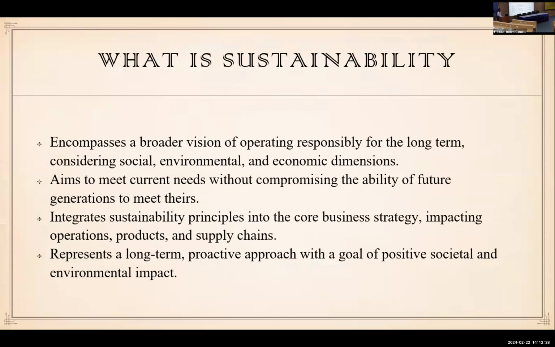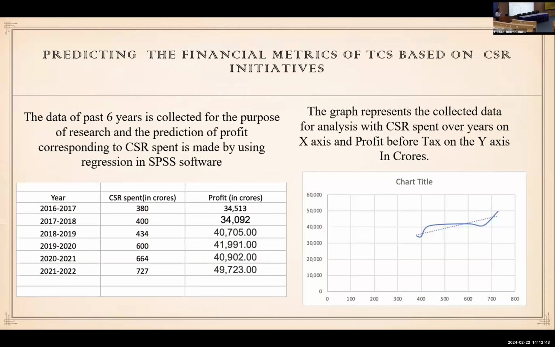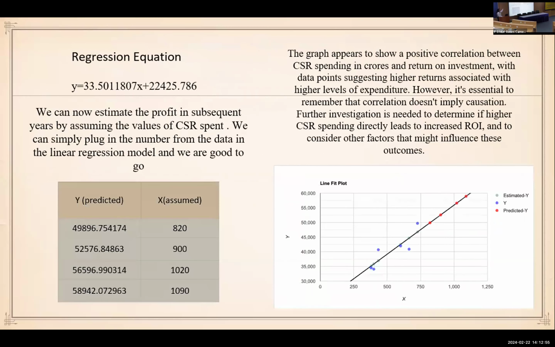Okay. So ma'am, on the left hand side is the data which I have collected for the 10 years. X, which is the CSR spent in crores, is the independent variable, and Y, which is the profit, is the dependent variable. This is the regression equation which I got: Y equals 33.501x plus 2242.578. The assumed X values on the left side are 820, 900, 1020, 1090, and I have predicted the corresponding Ys.